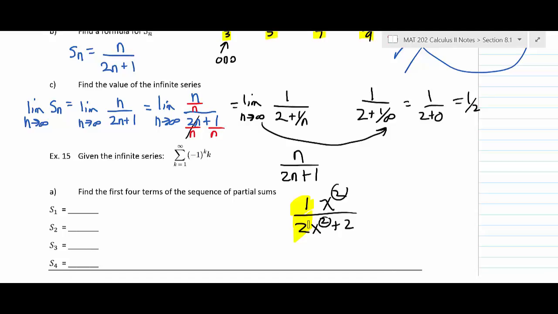Do you guys remember anything about that? That's what I was saying. I already knew it was 1/2 just by looking at it, which is okay. I would want you to be able to do that.